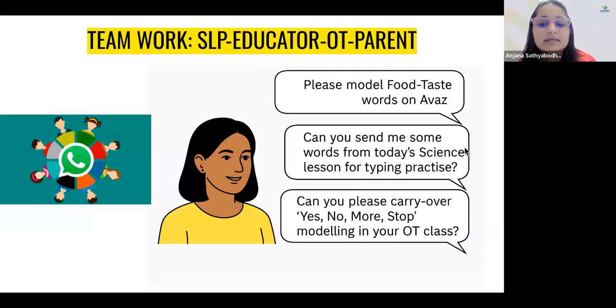For example, the science teacher would share some of the keywords from that lesson, and whoever is practicing typing, which were most students, had to practice typing those keywords. The SLP would also ask, can you please carry over core word modeling, yes, no, more, stop, in your class. This was a common request made by the SLP with OT and other activities.